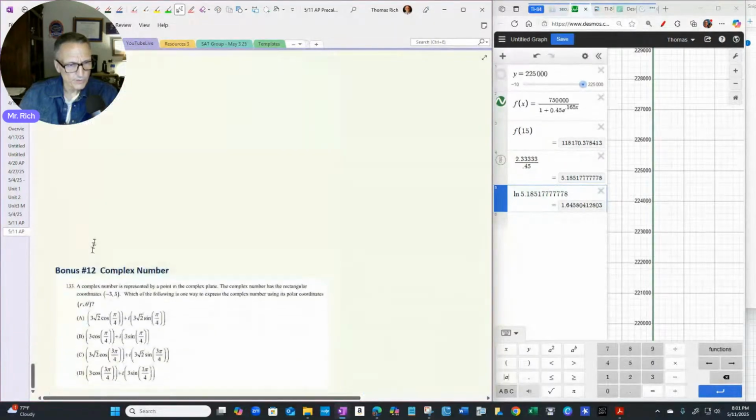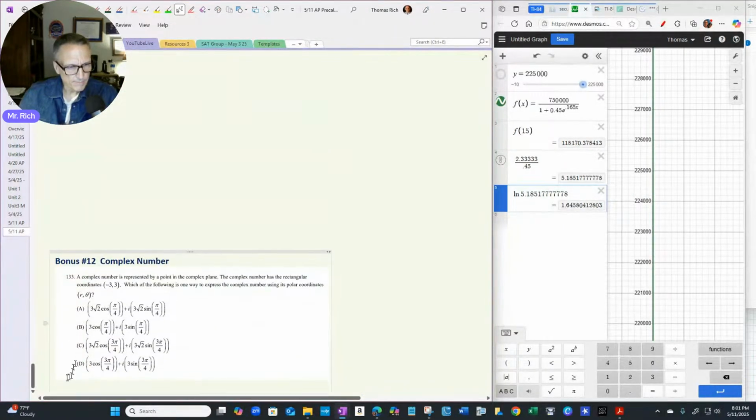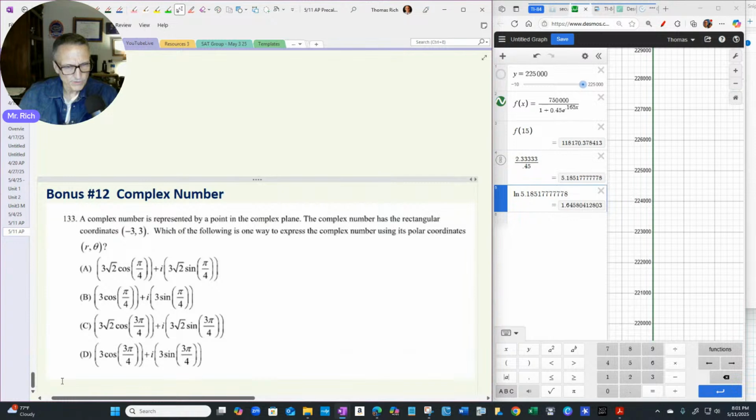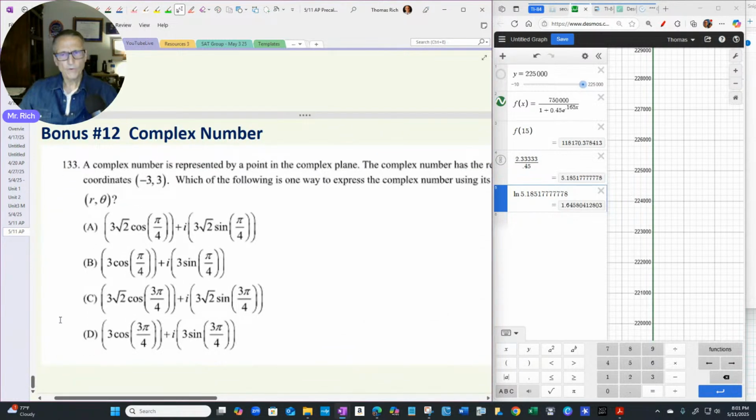Anyway, so that was the one question. There was one other one, which was a complex number question. So make sure you can do complex numbers and go from rectangular to polar in the complex system. Don't have time for that tonight.